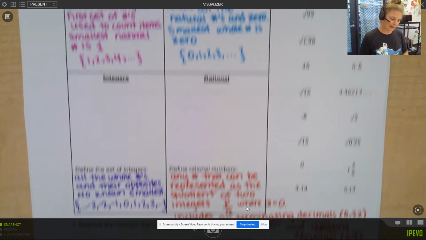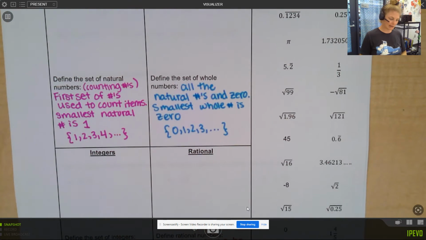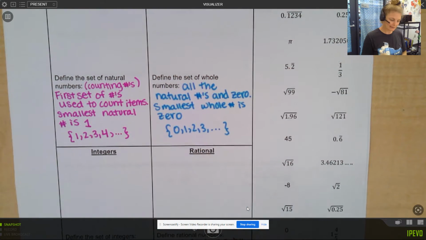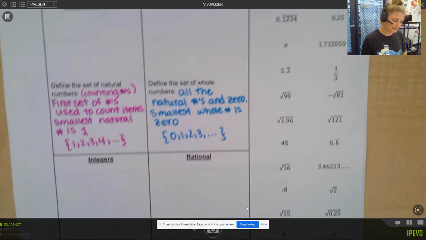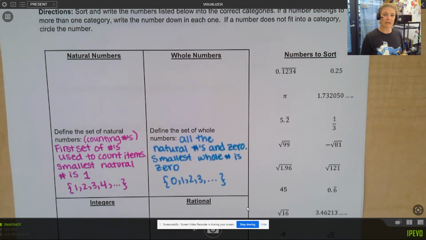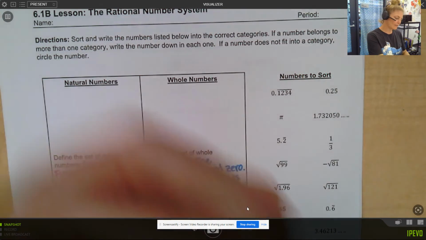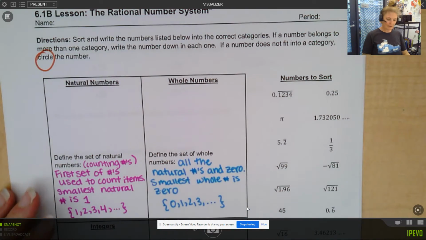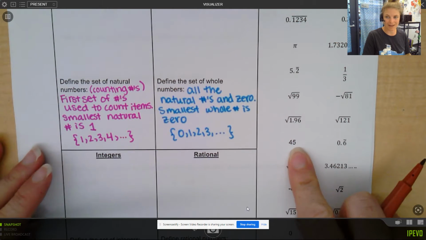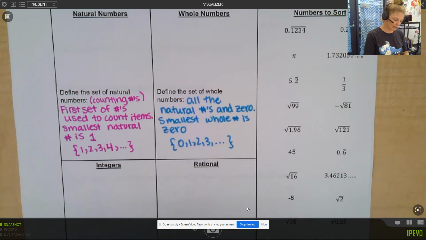So what I'd like you to do is take all these numbers and sort them into the sets, and some will be used more than once. And if a number does not fit into the category, I'd love you to circle the number. For example, if I look at the number 45, I know you're like, Mrs. Barr, why'd you do such an easy one?